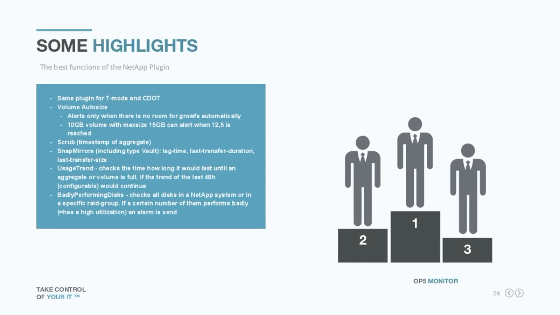Snap mirrors: you can check the lag time of snap mirrors, the last transfer duration, and the transfer size. For example, if your transfer duration is really quick, like 1 second or so, that might create an event or alert for you. That's worth checking out, because it might be caused by some mistake in the configuration or some error. Usage trend can be measured with different values. In this example, 48 hours, based on that. And then there are the badly performing disks.